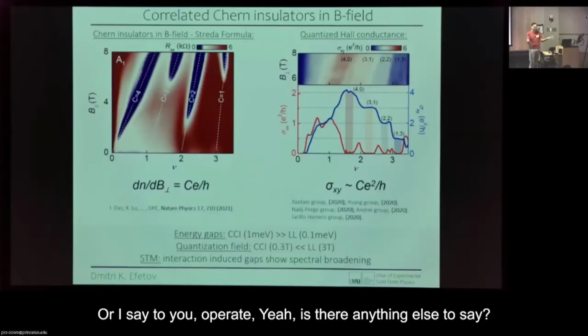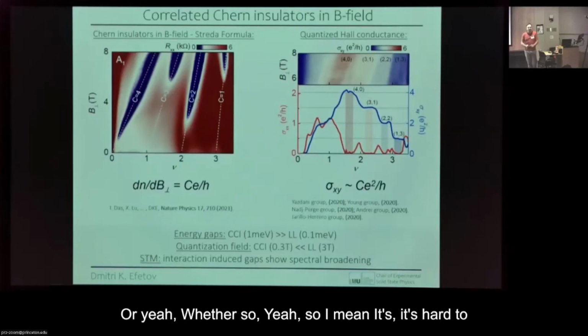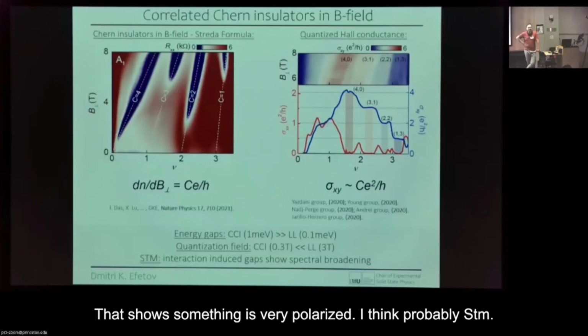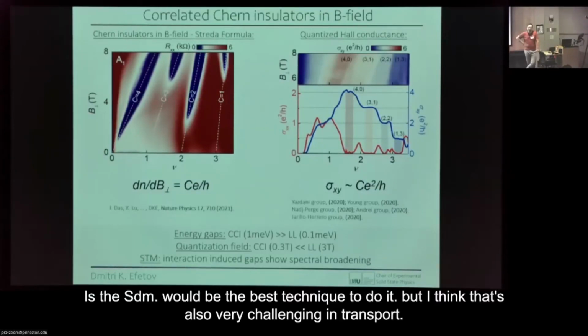Yeah. Is there anything else to say? For the highest Chern number states, is there any experimental proof for that? So I mean, it's hard to experimentally have a smoking gun experiment that shows something is valley polarized. I think probably STM would be the best technique to do it, but that's also very challenging.